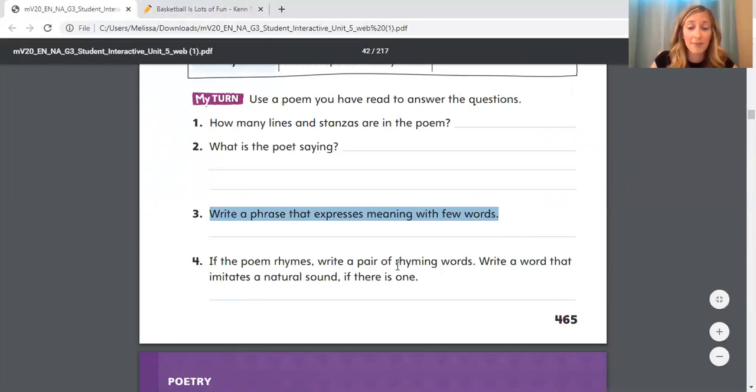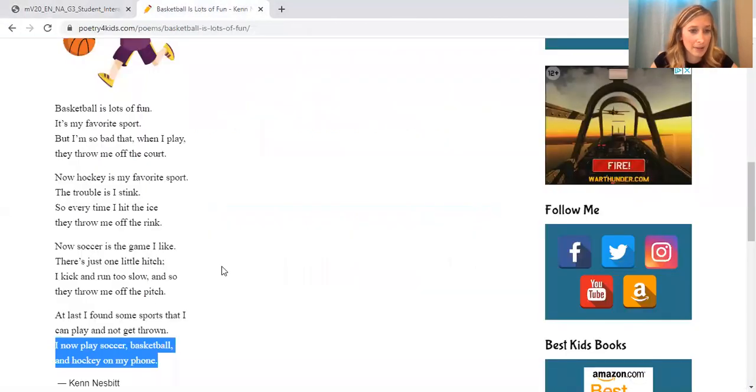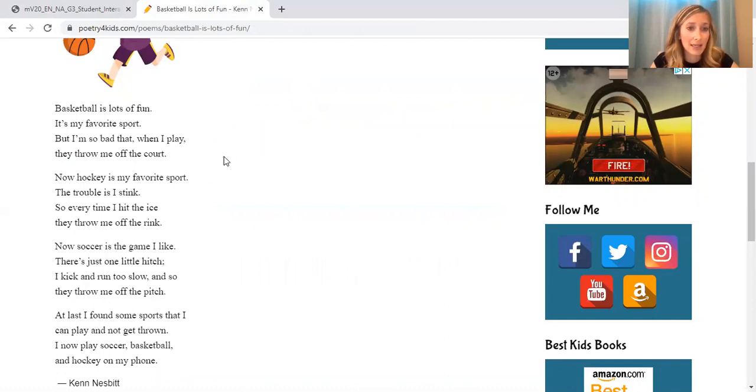If the poem rhymes, write a pair of rhyming words. Write a word that imitates a natural sound if there is one. Let's go back and see. I don't see any natural sounds, but I do see a lot of rhyming words. For example, in the first stanza, I see fun.